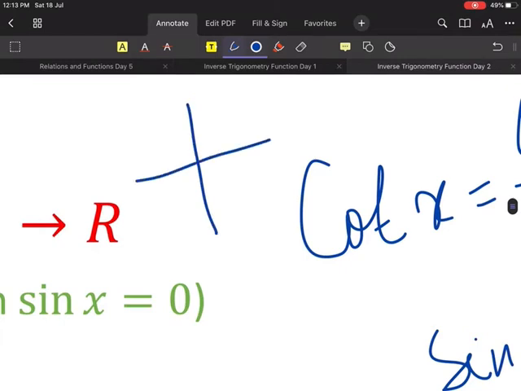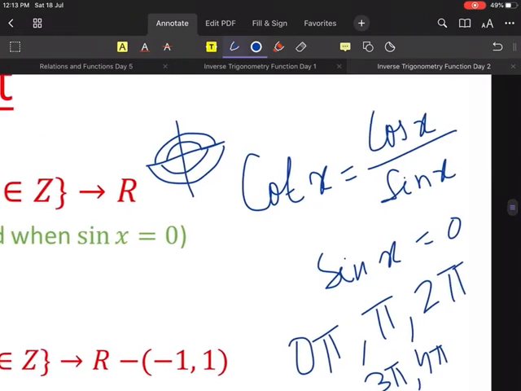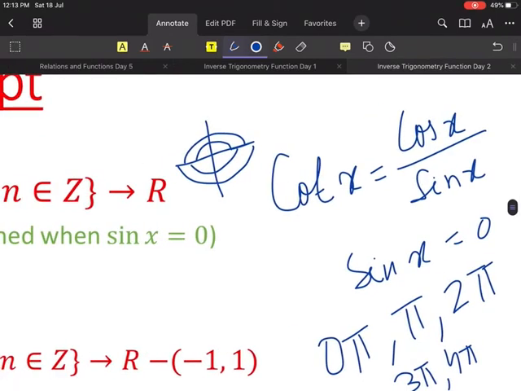For all these values, again you look at the diagram. If you don't understand, just look at the diagram. 0 is here, right? 180 is here. 360, that is 2 pi, is here. 3 pi is here. 4 pi is here. So all the pi's are on the straight line, the base, and sine is 0. Am I clear?